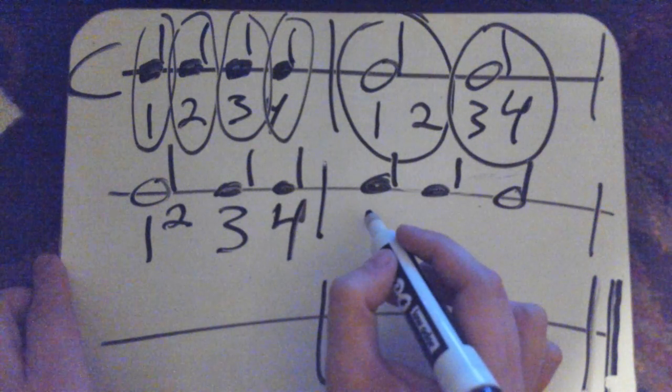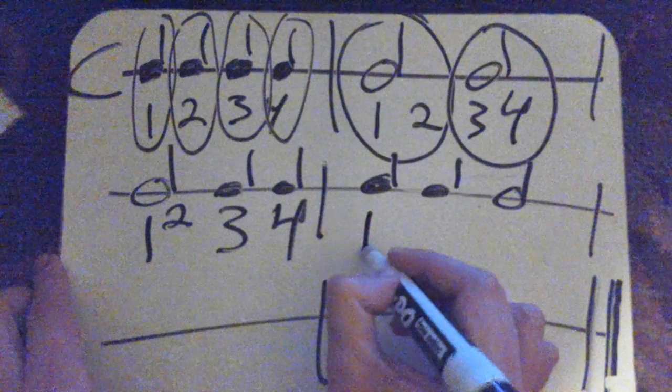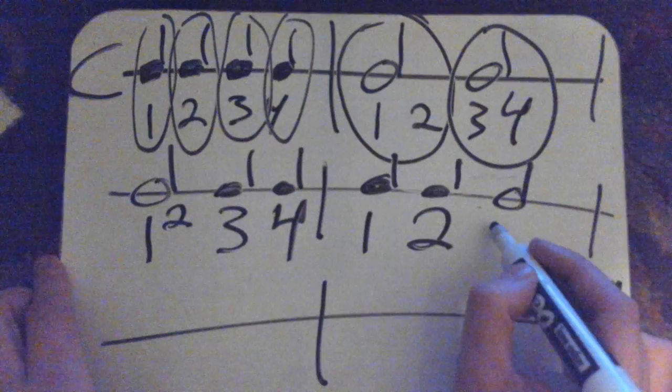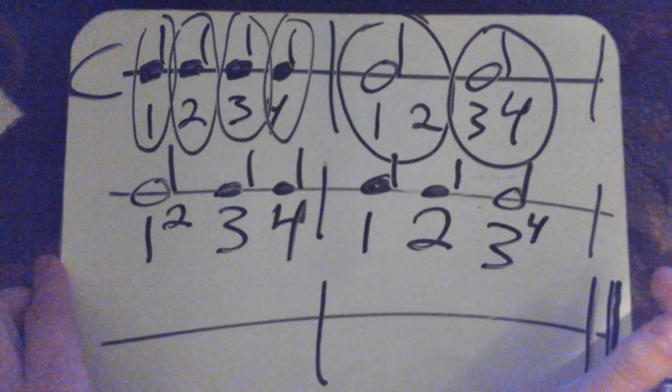Now we're back in a new measure, so we start back over at 1. This one takes 1. This one takes 2. This is a greedy guy. He takes 3 and 4.